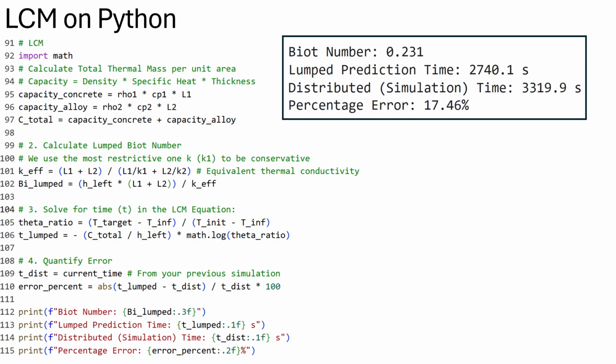The percent error between the two models is 17%, which is a significant amount in industry. Ultimately, the lumped capacitance model underpredicted the time it would take for heat to travel through the wall.